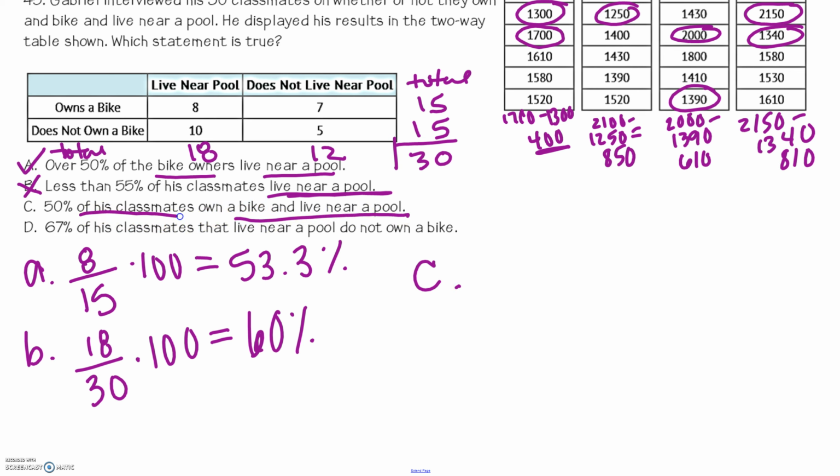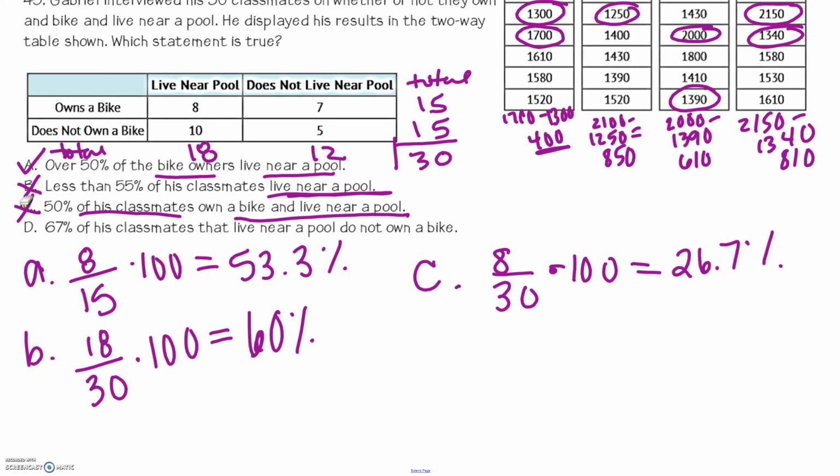All right, so C, it says 50% of his classmates own a bike and live near a pool. Well, there were 30 classmates. Out of those 30, how many owned a bike and lived near a pool? 8. So 8 out of 30 times 100 is what we're looking at. 8 divided by 30 times 100. That's 26.7%. Is that 50%?